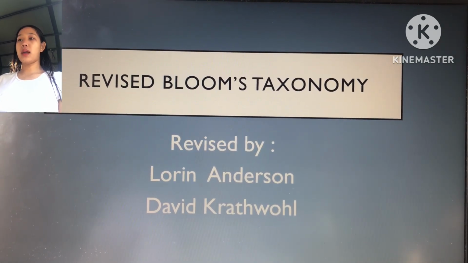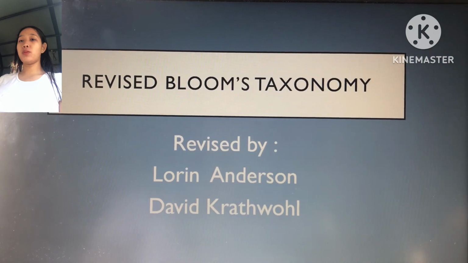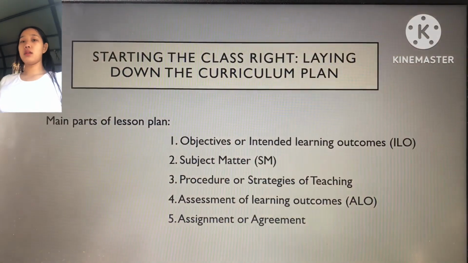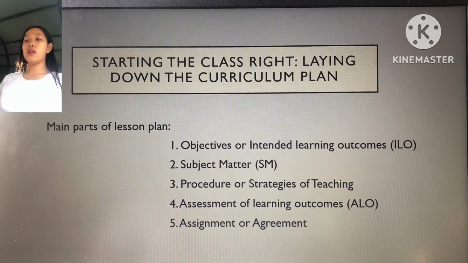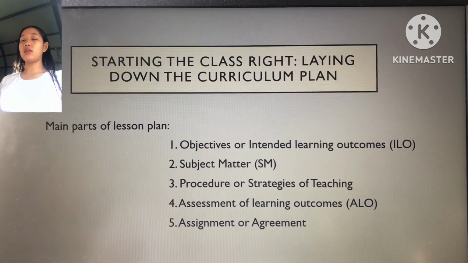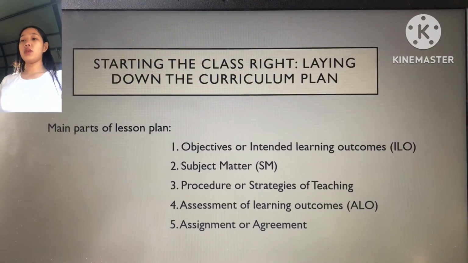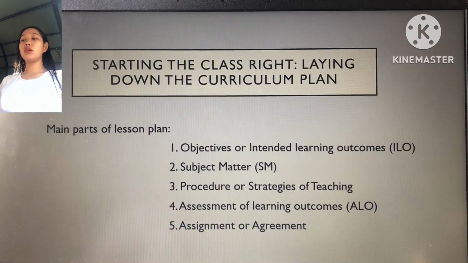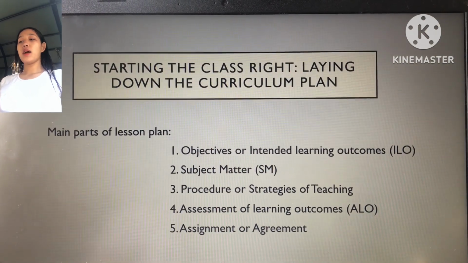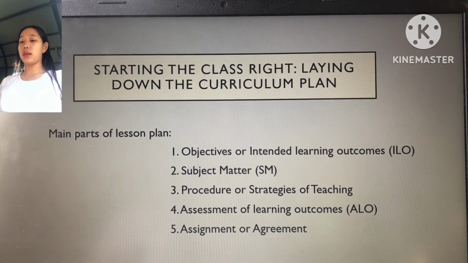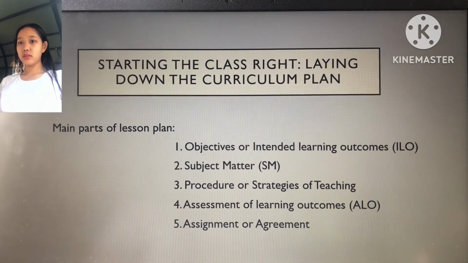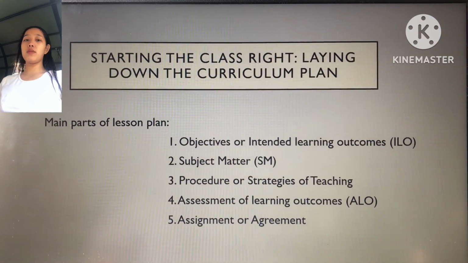Starting the class right, laying down the curriculum plan. Main parts of a lesson plan: one, objectives or intended learning outcomes; subject matter; procedure or strategies of teaching; assessment of learning outcomes; and assignment or agreement. So these are the parts of the lesson plan.